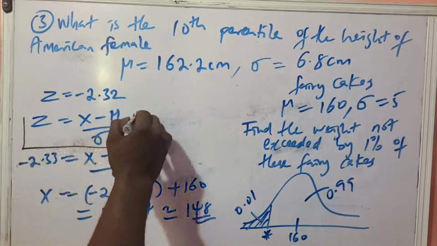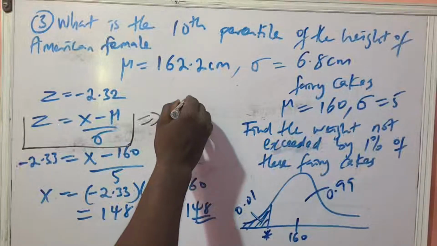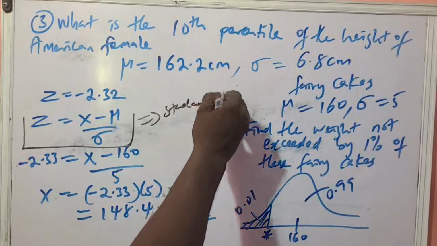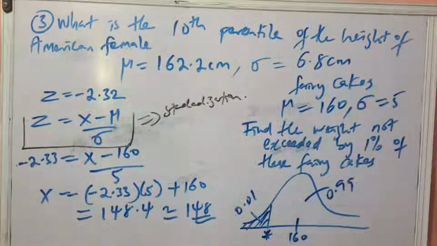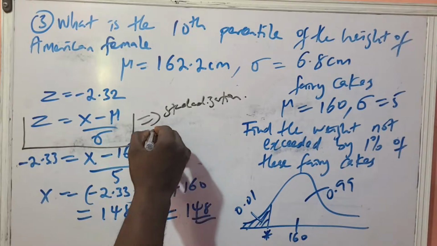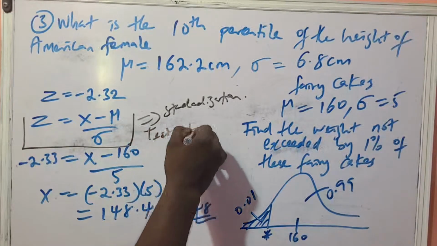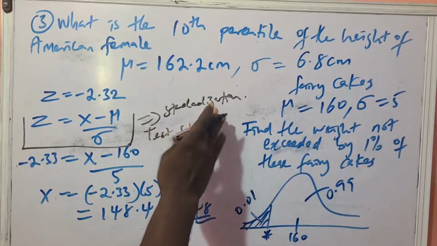This is the formula for standardization, and this has to do with the normal distribution. You are trying to bring something from X score to Z score, or in this case from Z score to X score. Now, you need to be very careful that this formula and test statistics are not the same thing. This is where people used to make real mistakes.